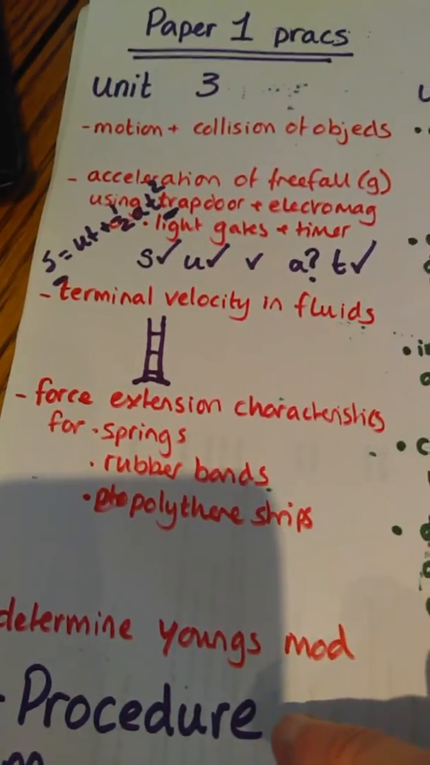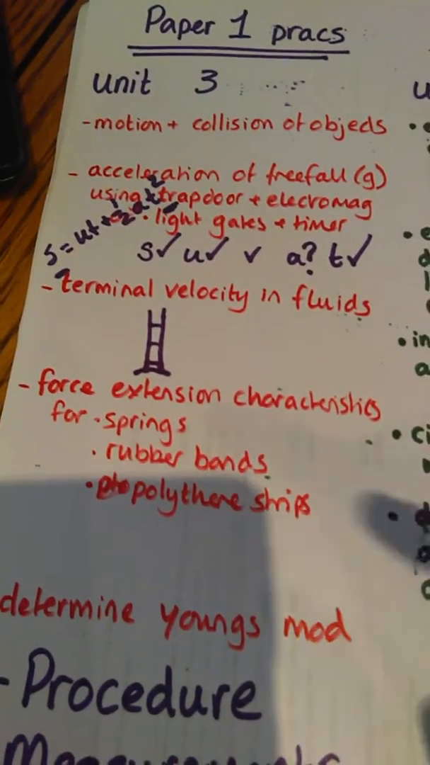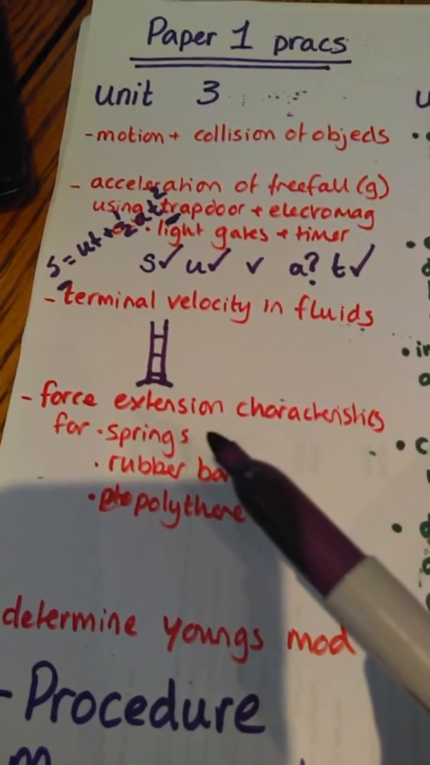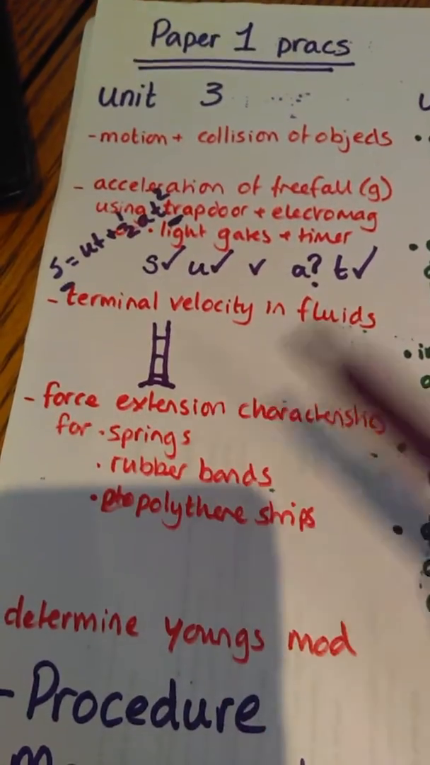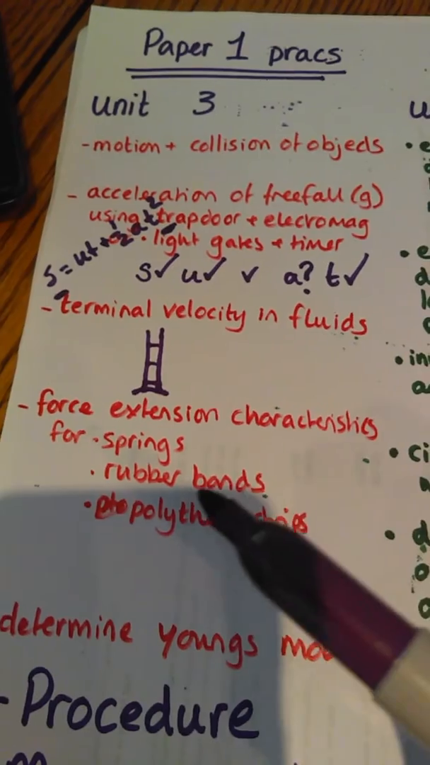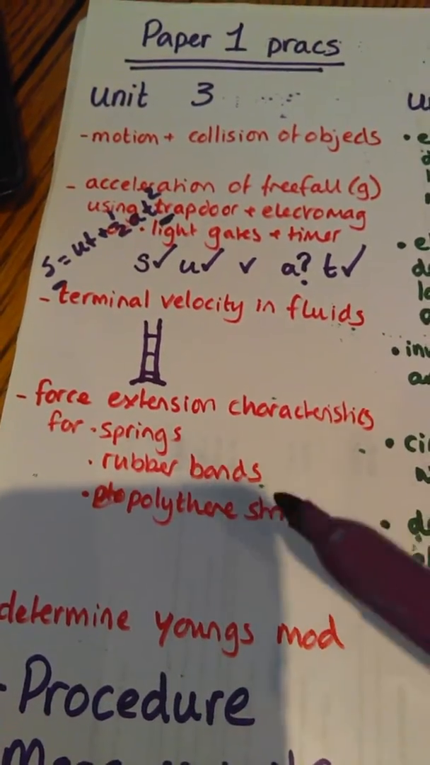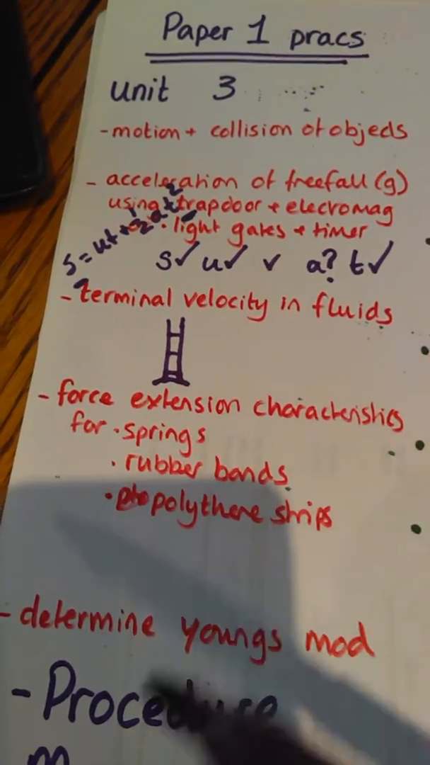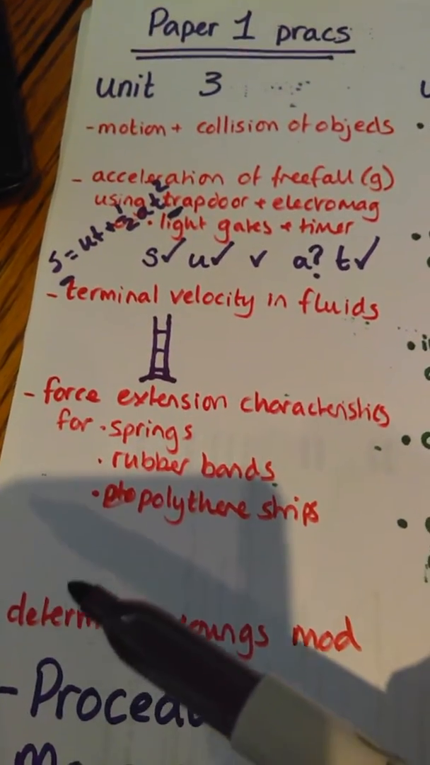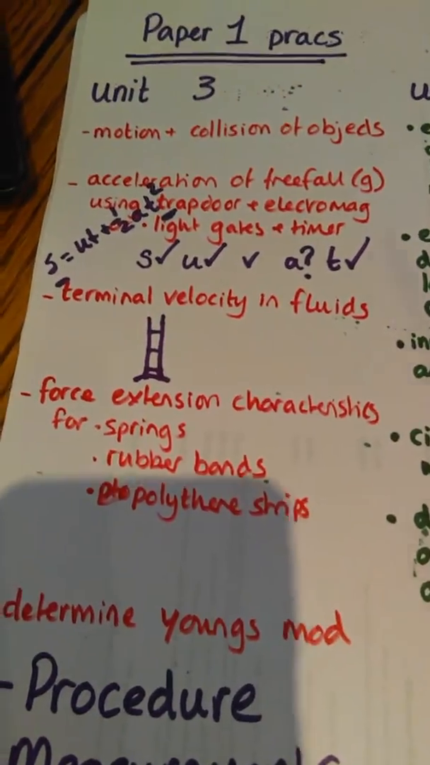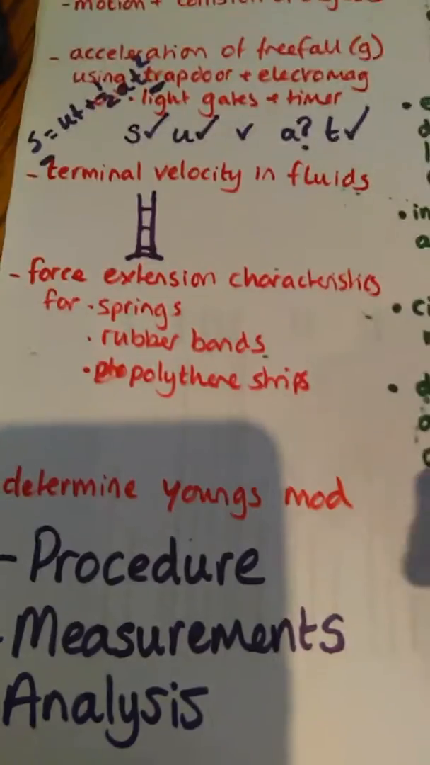Okay, force extension characteristics for springs, rubber bands or polythene strips. We definitely did the one for springs in class. It's a straight line. Rubber bands was the one where you have the different loading and unloading, and the bit in between would be the energy. Polythene strips, very stiff at first, and then they extend absolutely heaps.